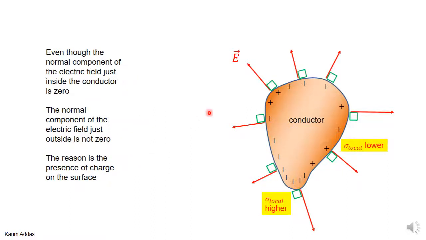Even though the normal component of the electric field inside the conductor is 0, we just showed that the normal component just outside the conductor is not 0. So there's a mismatch between the normal component inside and outside, and the reason is the presence of charge on the surface of the conductor. This is very unlike the tangential component, which we showed was the same as inside the conductor, and so was 0. So the normal component of the electric field just outside the conductor is not 0 in general if there's charge located on the surface.